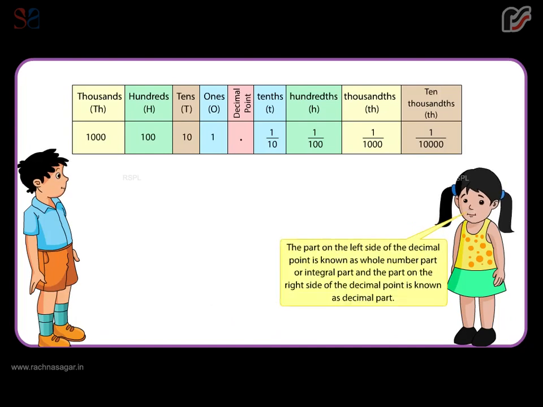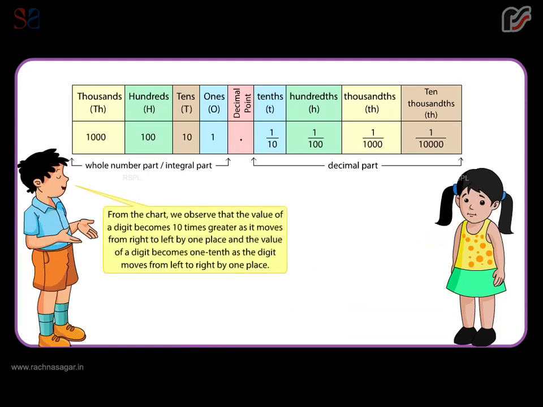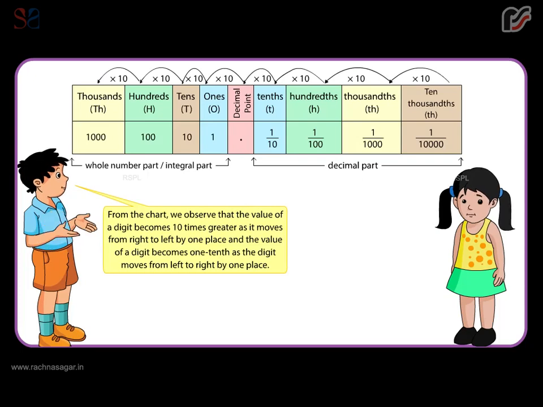The part on the left side of the decimal point is known as the whole number part or integral part, and the part on the right side of the decimal point is known as the decimal part. From the chart, we observe that the value of a digit becomes 10 times greater as it moves from right to left by one place, and the value of the digit becomes 1/10 as the digit moves from left to right by one place.